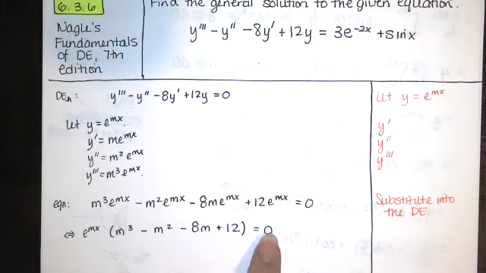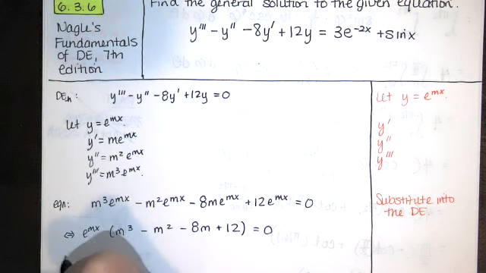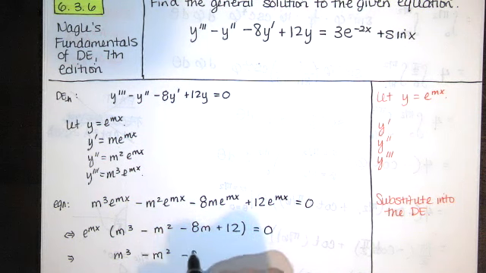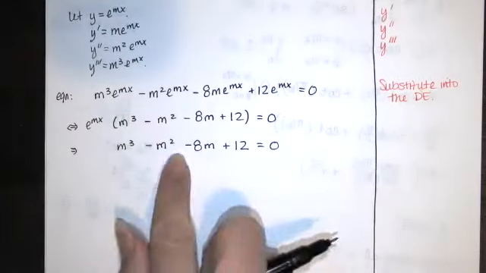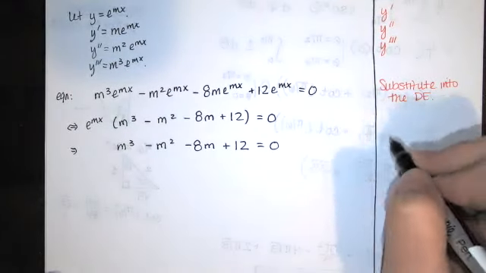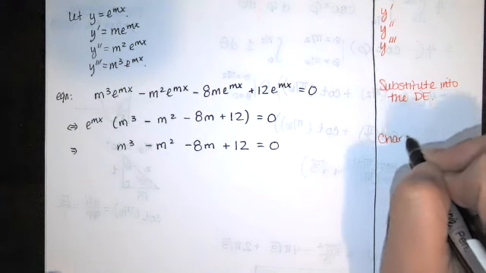And if this times this equals 0, that means one of the factors is 0. But exponential functions are never 0. So that means our polynomial must be 0. And that is called the characteristic equation for this particular differential equation.